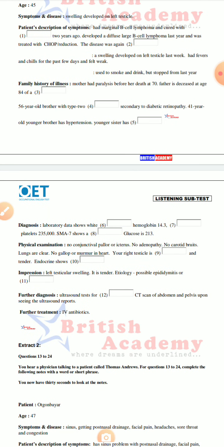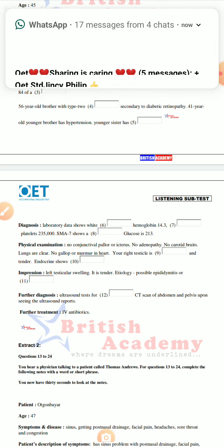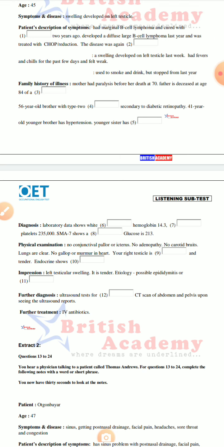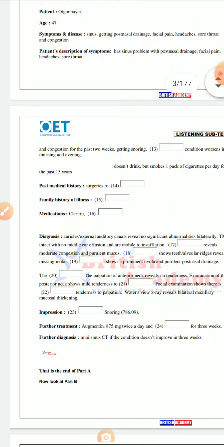Okay, physical examination. In the physical examination they will talk something like no congenital icterus, no adenopathy, no carotid bruits, lungs are clear, no gallop or murmur in heart, your right testicle is dash what, endocrine shows dash what, less testicular swelling, it is tender, etiology possibly epididymitis or what is that, ultrasound test for what, that all will be here in the audio. Okay, this is part A.